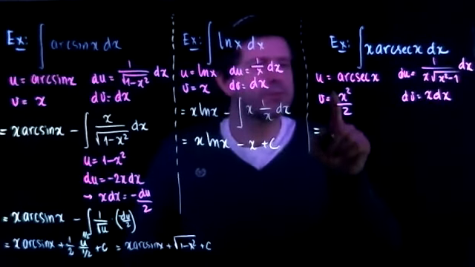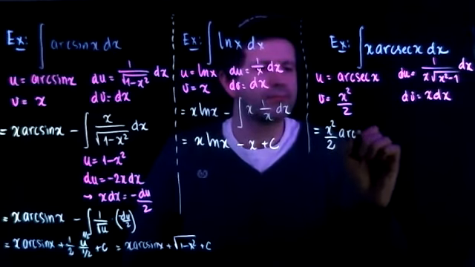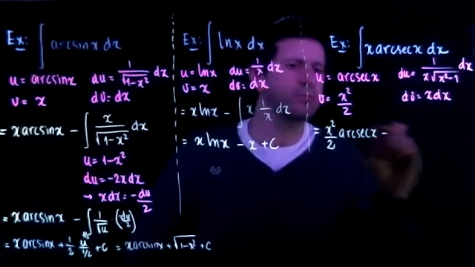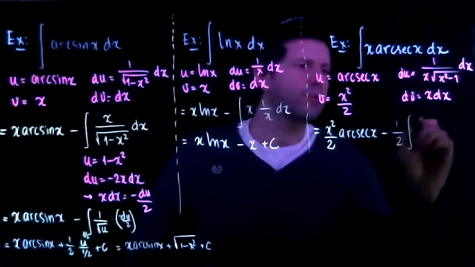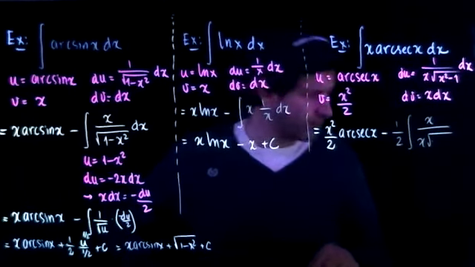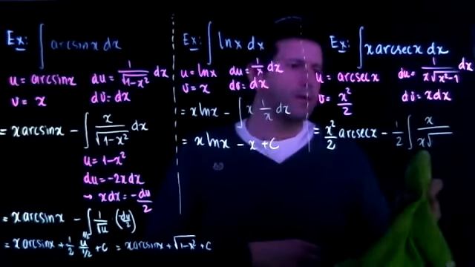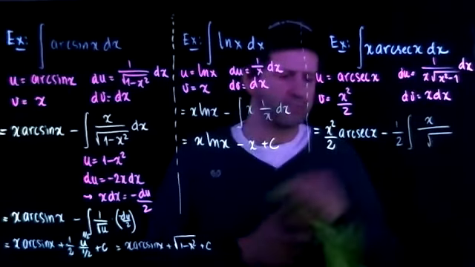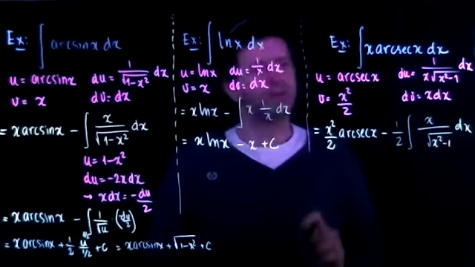Okay, equals uv, so x squared over 2 arcsecant x minus the integral of v du, so minus 1/2 integral x squared over this, so it's just x over root, sorry, no x on the bottom. Okay, I just crossed out the x squared over the x. Disappeared. x squared minus 1 dx. Are you okay with this?